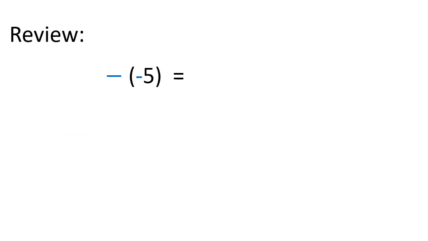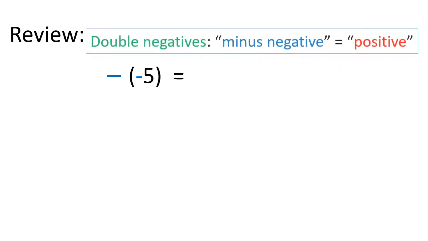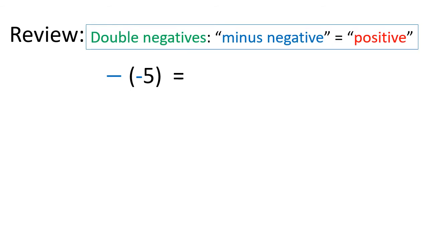Let's review negatives as well. For example, minus negative 5. This has the same meaning as negative negative 5. Do you remember double negatives, or minus negative, is just a positive? So minus negative 5 is positive 5 or just 5.